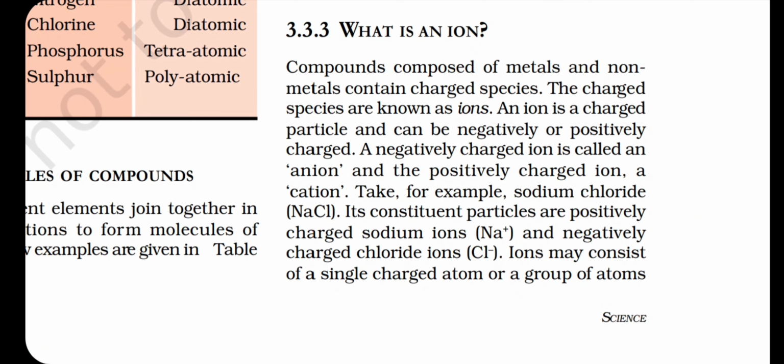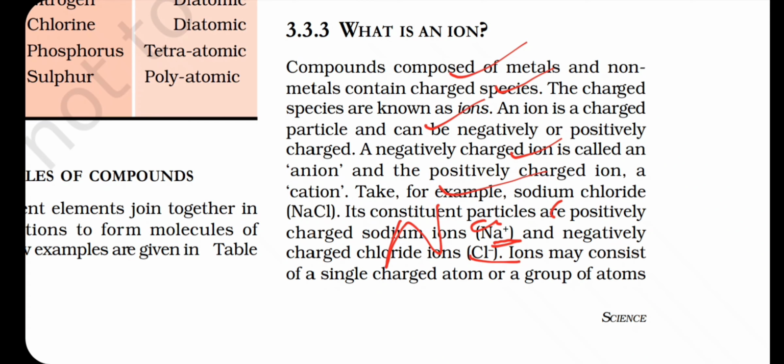Okay, what is an ion? Compounds composed of metals and non-metals contain charged species. The charged species are known as ions. An ion is a charged particle that can be negatively or positively charged. The negatively charged ion is called an anion, and the positively charged ion is called a cation. For example, sodium chloride is NaCl. It consists of charged particles, that is, a positively charged sodium Na+, and a negatively charged chlorine Cl-.